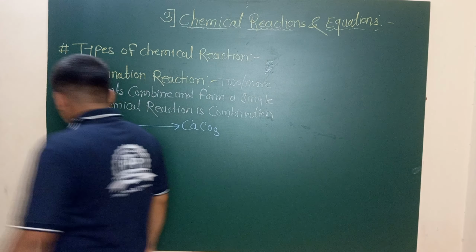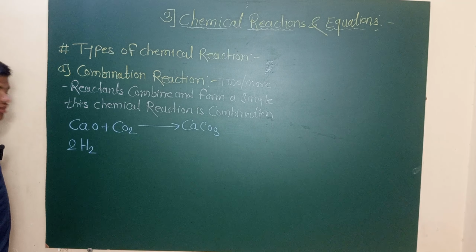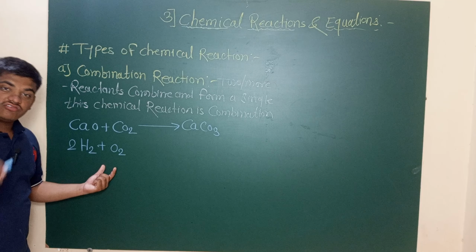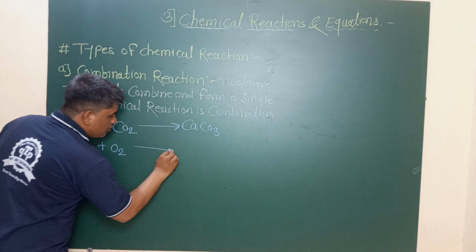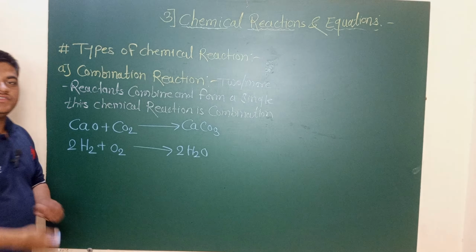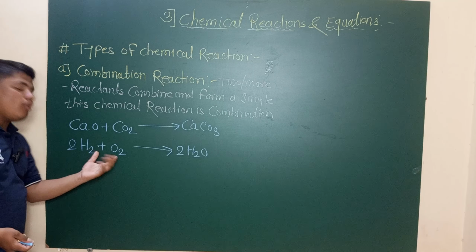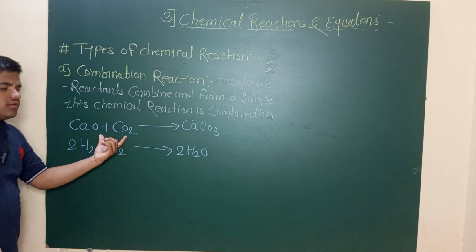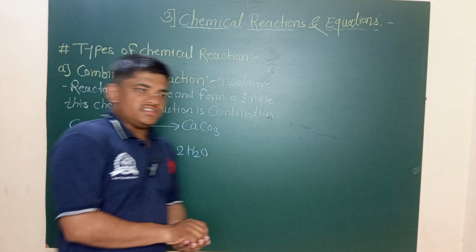Another example is hydrogen. Two hydrogen molecules react with a single oxygen molecule to give water. This is the combination type of reaction. In both examples, we take two reactants to form a single product. This is called the combination type of reaction.